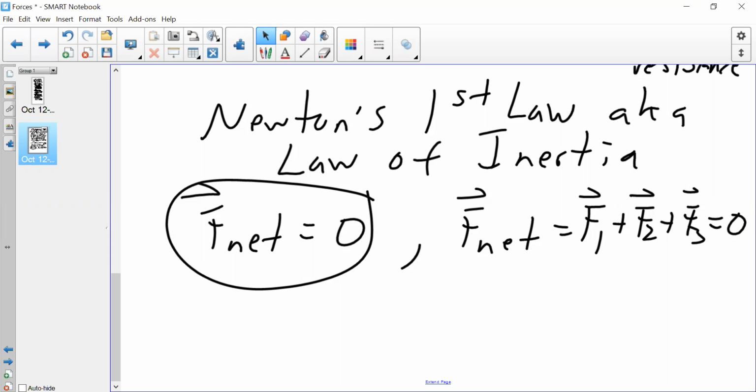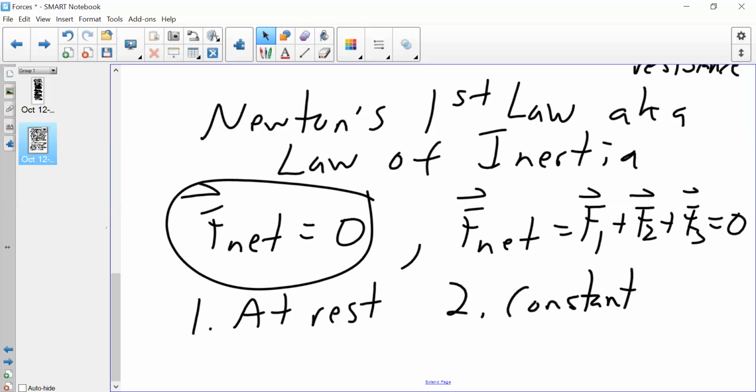And when the net force is equal to 0, the object is either at rest or moving at a constant velocity. The acceleration is equal to 0. It just cruises along.